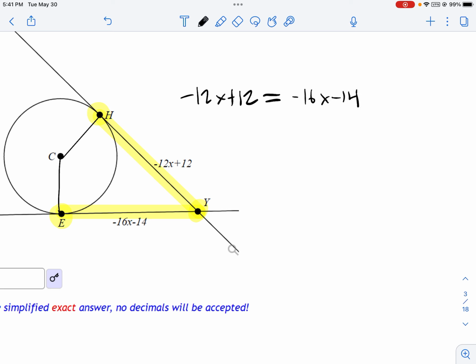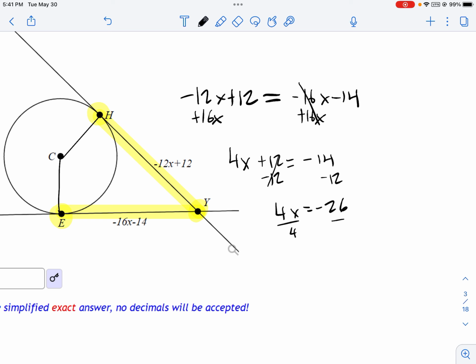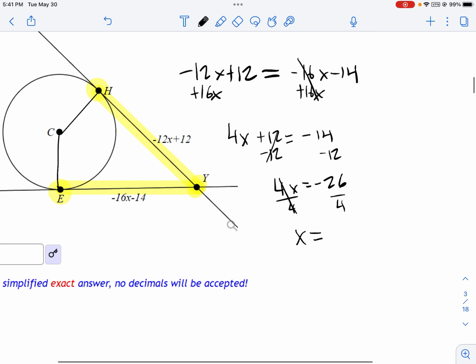And we care about this because, bam, that sets up your relation right then and there, which means you can solve the equation. So I'm going to add the 16x. Why? Why not? It doesn't matter whether you add the 16x or add the 12x, you'll get the same answer either way. Okay, so then we have 4x plus 12 equals negative 14, which means we subtract 12 both sides, and we get 4x equals negative 26. Divide by 4 both sides, and we get x equals negative 26 fourths.